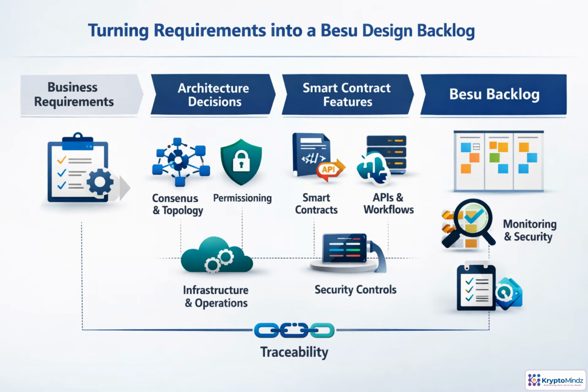Captured requirements create value only when they become buildable work. For Besu, each requirement should drive an architecture decision, such as consensus, network topology, permissioning, or privacy. Functional needs become smart contract features, APIs, and user workflows. Non-functional needs become infrastructure, monitoring, security, and operations tasks. The key is traceability. Every backlog item should point back to the business, regulatory, or security requirement it satisfies, with clear validation criteria.